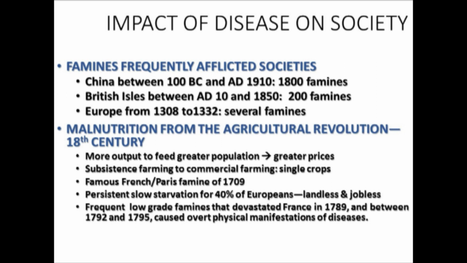Consequently, persistent low starvation for about 40% of Europeans became a reality, where we saw landless and jobless workers roaming the European countryside looking for work. So as a result, there were frequent low-grade famines devastating France roughly around 1789, and between 1792 and 1795 caused an overt physical manifestation of diseases as a result of this. So the immune system of the Europeans was weakened and they became devastated by disease.